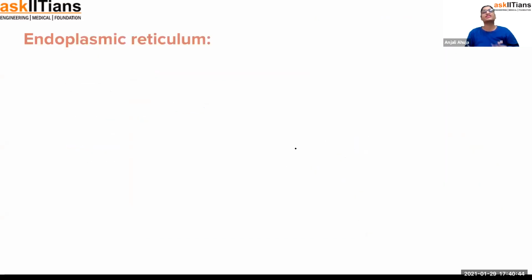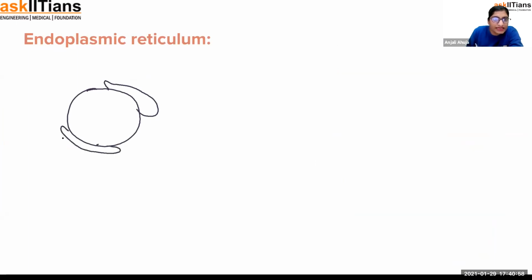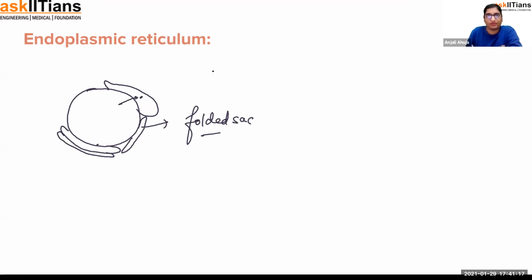So now, guys, let's talk about endoplasmic reticulum. I was telling you that this is the nucleus, and outside the nucleus there is always a coiled structure present like this. It appears to be like a folded sac-like structure. Immediately when ribosomes come, they join it. And this is endoplasmic reticulum.